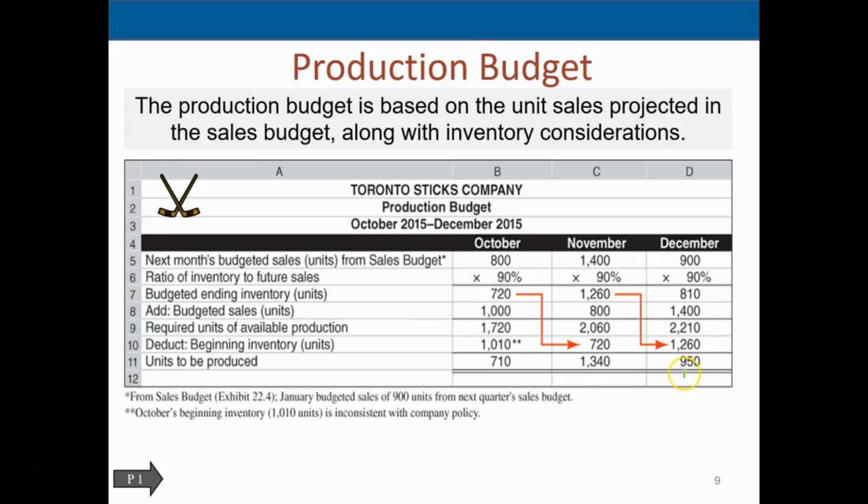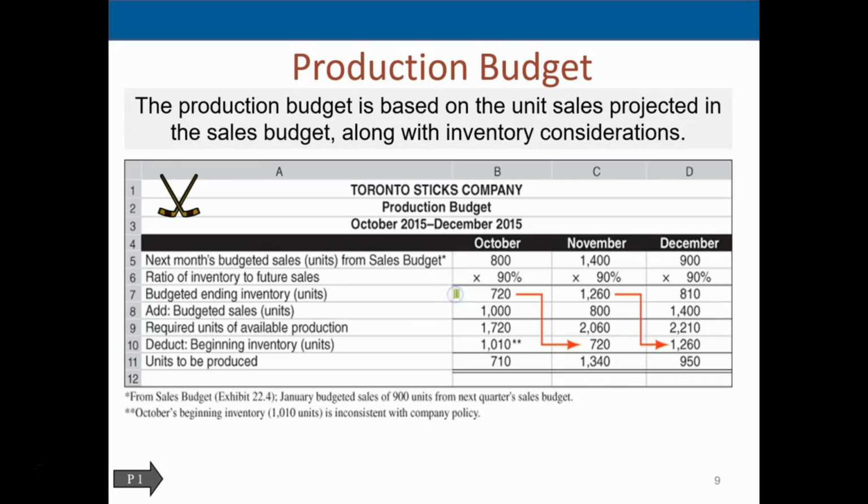If we take a look at it in this format, then we have October, November, December, the final quarter. And remember that our units that we were going to produce, in this case, we're going to start off with the next month's budgeted sales. Why are we doing that? Because that's how we're going to figure out what we think our ending inventory should be. So we want our ending inventory to be 90% of next month's budgeted sales. That's how much cushion that we want in our inventory as of the end of the time period, just in case the sales are higher than expected. That will give us our budgeted ending inventory.